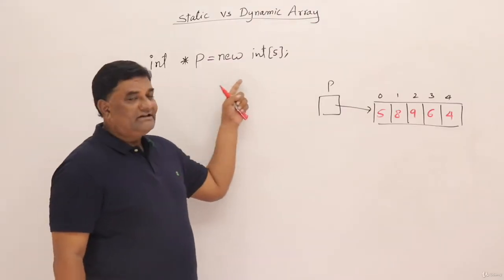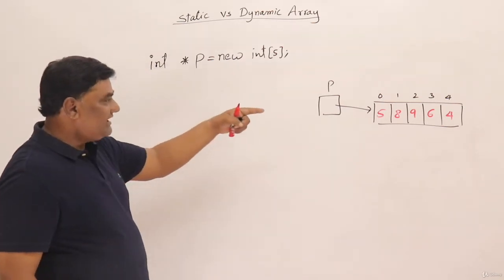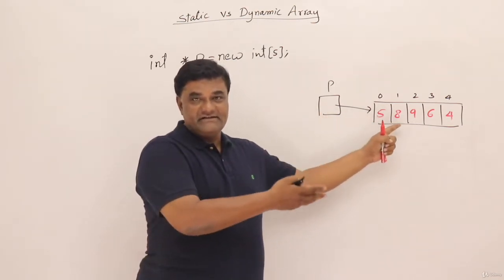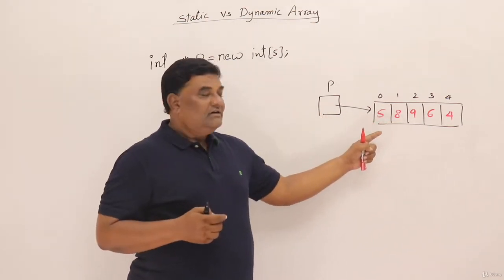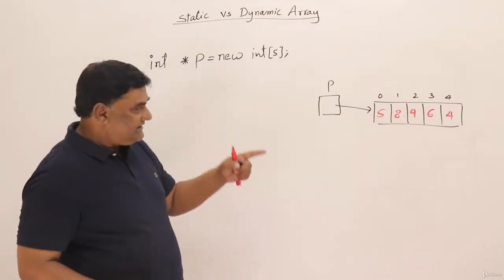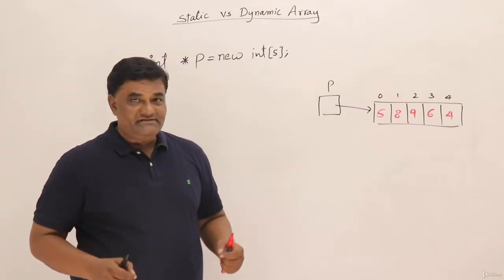Here I already have an array of size 5 that is created in heap and a pointer is pointing to that array. So this is a pointer P and this is in stack, this is in heap. We know very well now. So this is pointing there. Suppose it already has some elements. That size 5 is not sufficient for me. I want a larger size array.